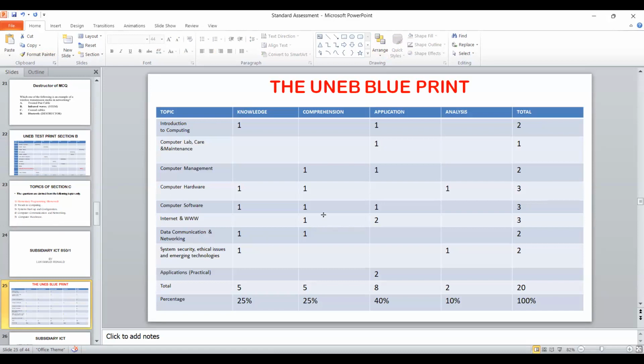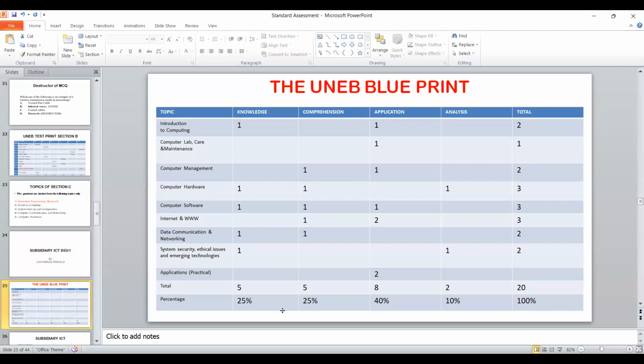At senior 4, at O level, we have knowledge, comprehension, application, and analysis. But here, at A level, we have knowledge, comprehension, application, and analysis. At O level, we don't have analysis, so we are asking only 3 competences. Then at senior 6, we add there 10% for analysis.